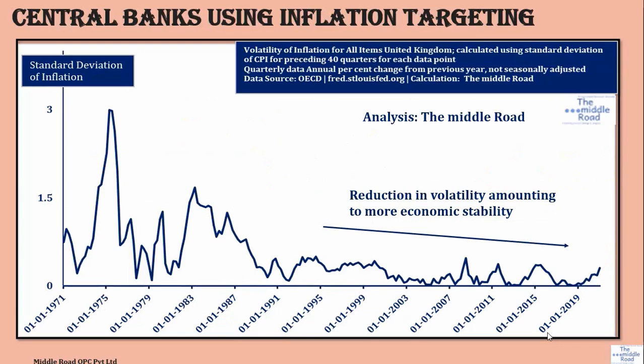Got this data from the United Kingdom. Now I've calculated the standard deviation of CPI for the preceding 40 quarters, to show how the volatility has come down. If you look at this graph, you can easily see that over a period of time, central banks have done a tremendous job in containing inflation. But then there is a catch. Is it because of their efforts or because there's more availability of data? Look at a lot of papers which have come out on this particular topic, and I leave the verdict with you.